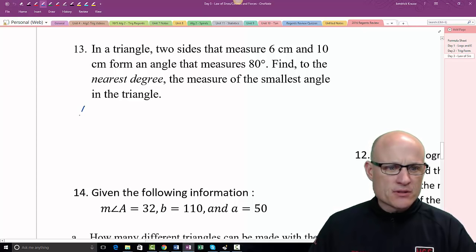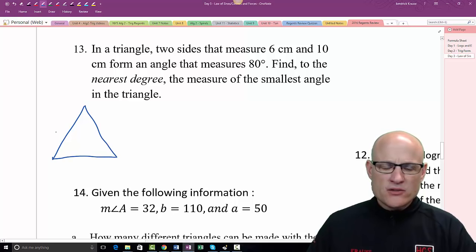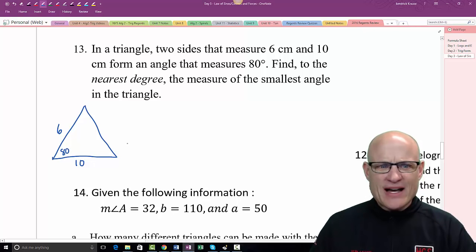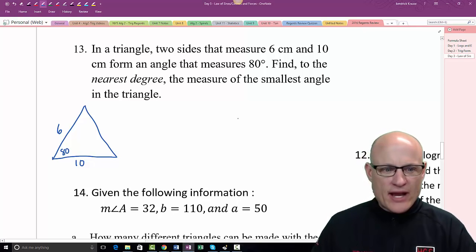Okay. So 6 and 10, and they form an angle of 80 degrees. So he says, find to the nearest degree the measure of the smallest angle. The only thing I've got to do is find the other angle. Wait a second here. I can do 6 over the sine of that, don't have it. Or I can do 10 over the sine, I don't have that either.